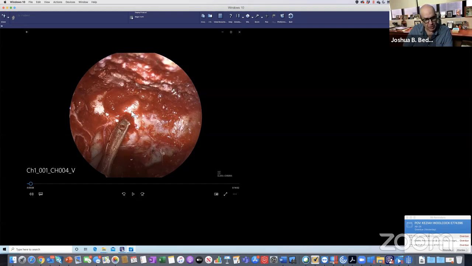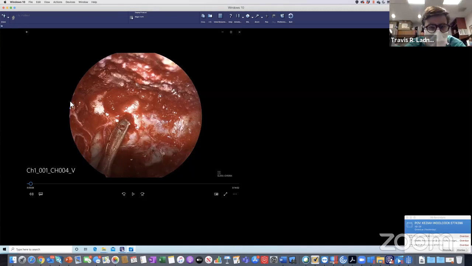So now, as we go out to the sides, we have a very expansive view. The biggest difference between the endoscope view and the microscope view is this wide angle. This probably represents, I want to say, 3 centimeters at least.